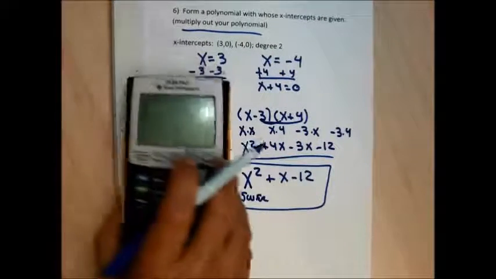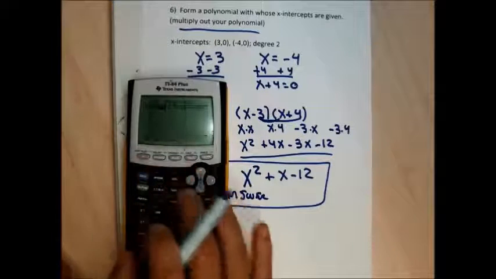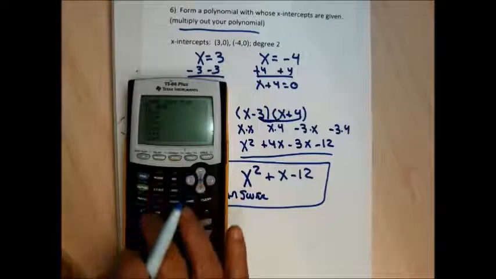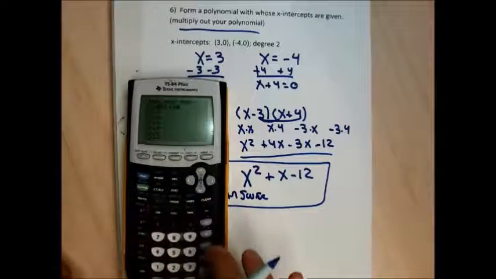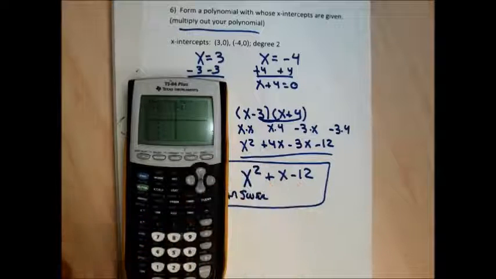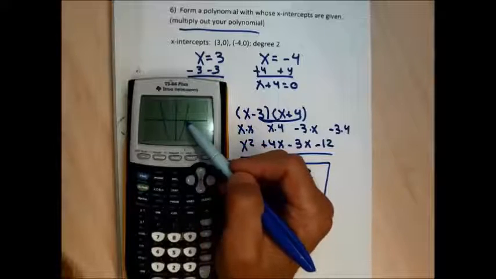So it takes 2 seconds to check, so I'm going to check it. I'm going to hit my y equals. I'm going to enter the function x squared plus x minus 12. I'm going to graph it. And it looks like it has an x-intercept at negative 4 and positive 3.